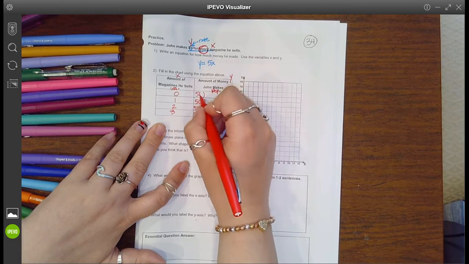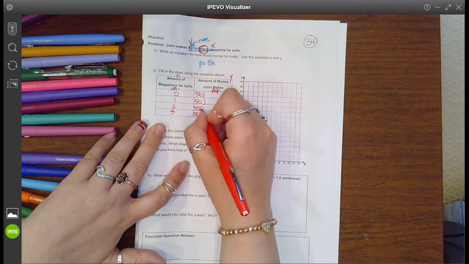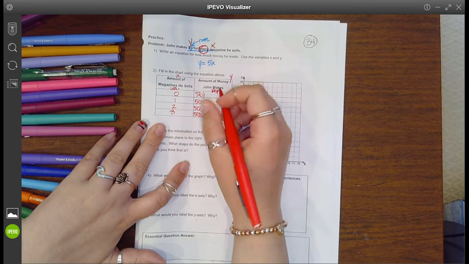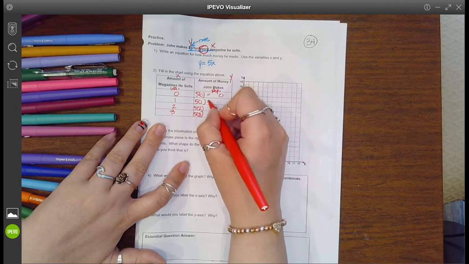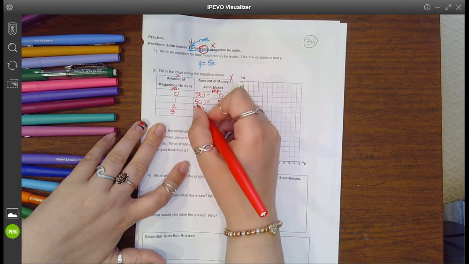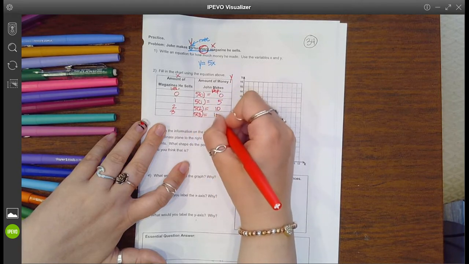Well, if x is 0, if x is 1, if x is 2, and if x is 3. So multiply 5 times 0, you get 0. Multiply 5 times 1, you get 5. 5 times 2 is 10. 5 times 3 is 15.